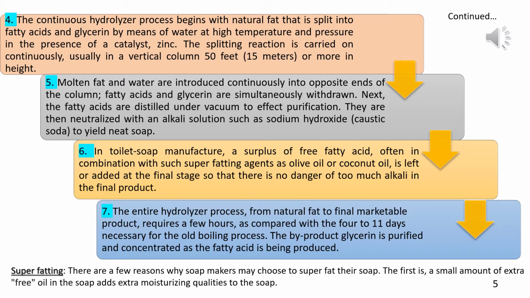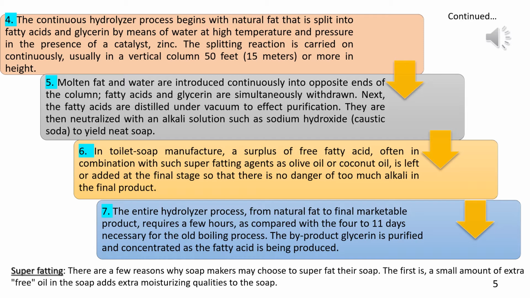Number 4. The continuous hydrolyzer process begins with natural fat that is separated into fatty acids and glycerine by means of water at high temperature and pressure in presence of catalyst zinc. The separating reaction is carried on continuously, usually in a vertical column 50 feet, 15 meters or more in height.